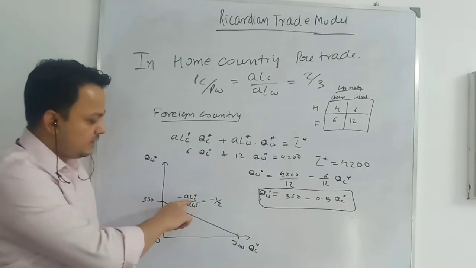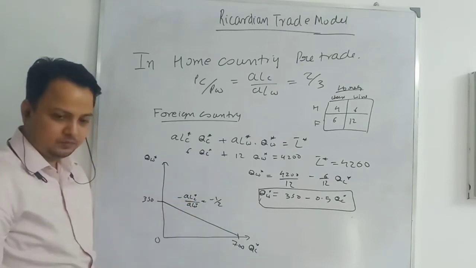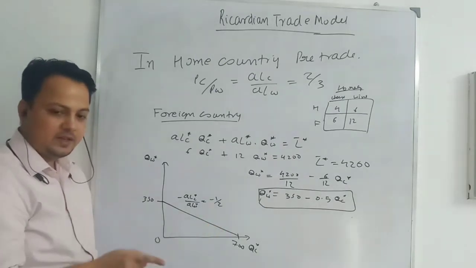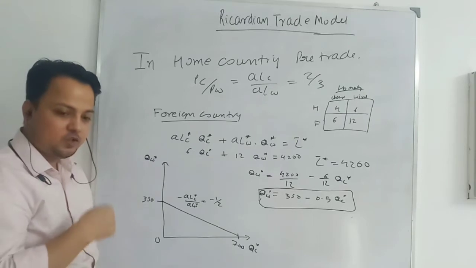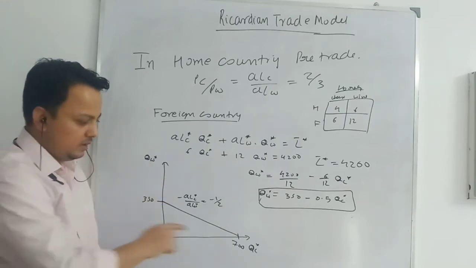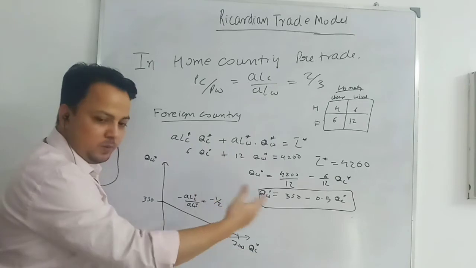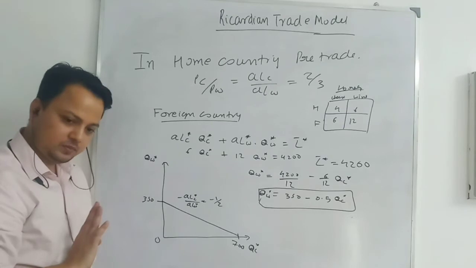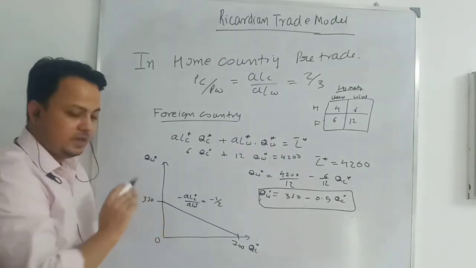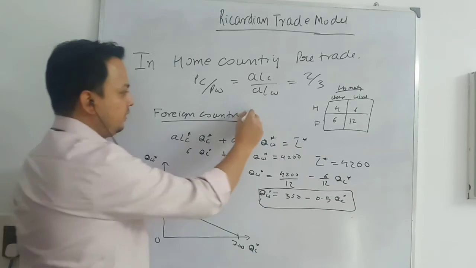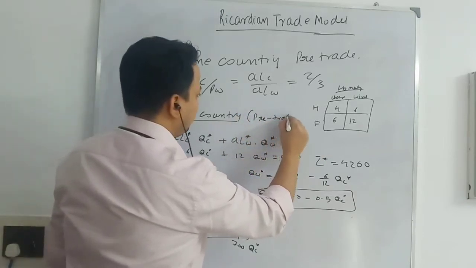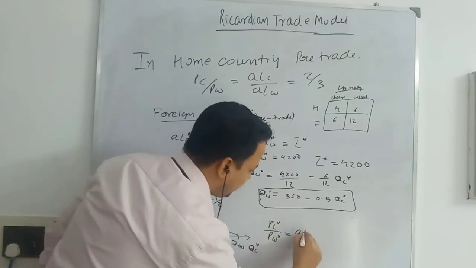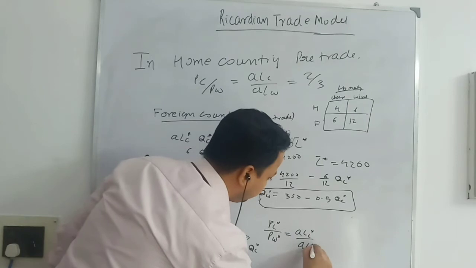Now, what is the production possibility frontier showing? ANC star over ANW star. What is the production possibility frontier showing? What an economy can produce. But what it actually produces depends on where the labor is moving. If labor is moving to the cheese sector, that economy will produce more cheese. If labor is moving to the wine sector, that economy will produce wine. Clear? But in a pre-trade situation, even in the foreign country, PC star over PW star by the same logic will be equal to ANC star over ANW star.